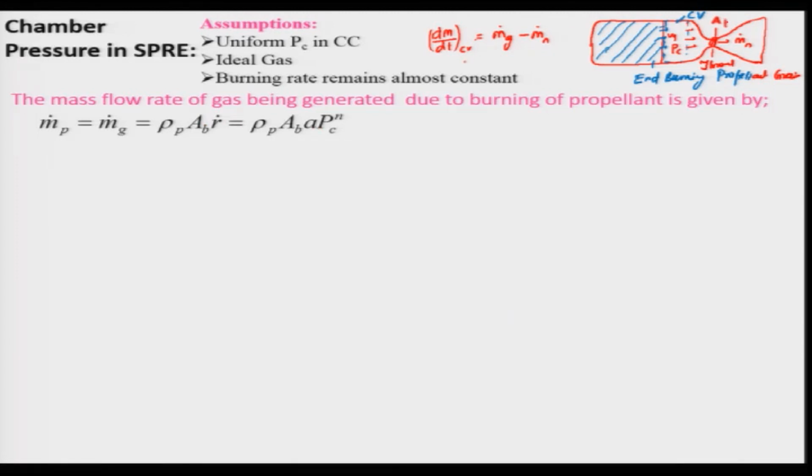We know that R dot is equal to a P c power n, this we have already derived. So, this is nothing but your R dot, and A b, we know, is basically the burning surface area, and rho p is the density of propellant.